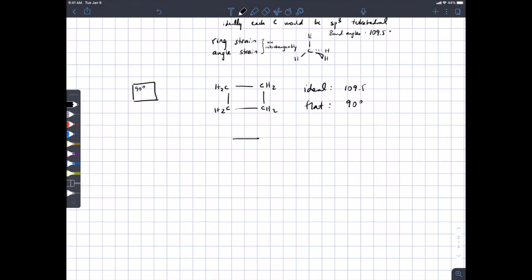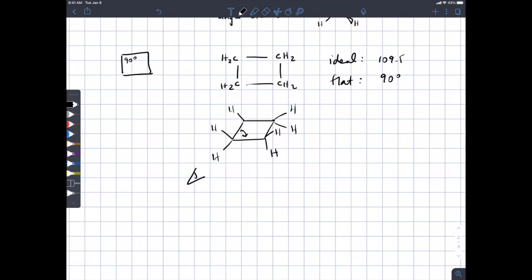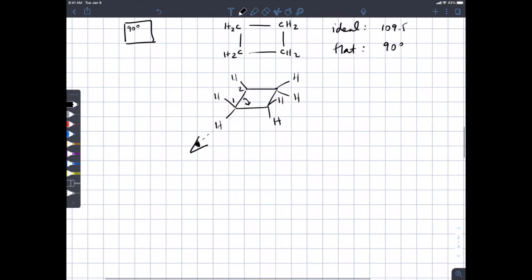So what will happen, I'm going to try to draw this molecule from the side. If we were to constrain that ring to be flat, you've got angle strain here because this angle isn't ideally 90 degrees. But then if you were to look down this carbon-carbon bond between carbons 1 and 2, what you would see is that all the bonds in the front on carbon 1 are eclipsed with all of the bonds in the back on carbon 2. So with flat cyclobutane, not only do you have angle strain, but you also have torsional strain.